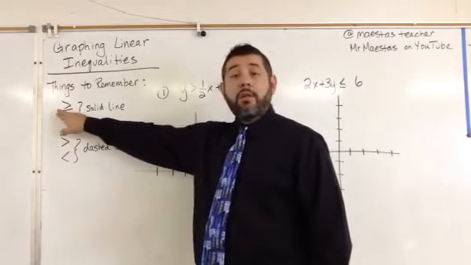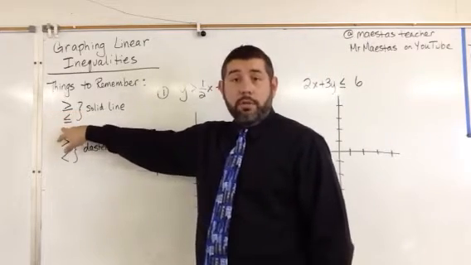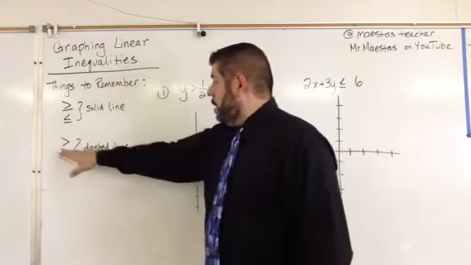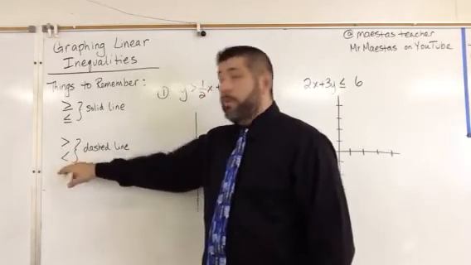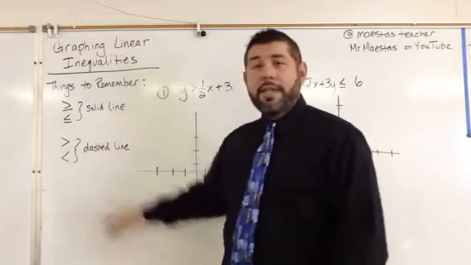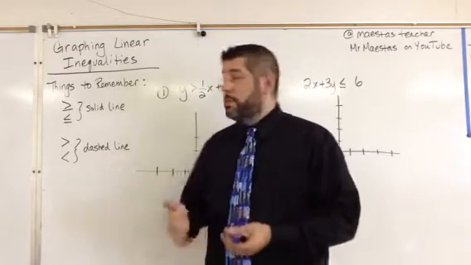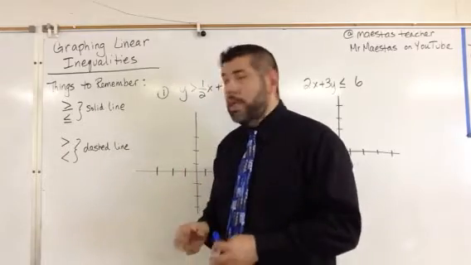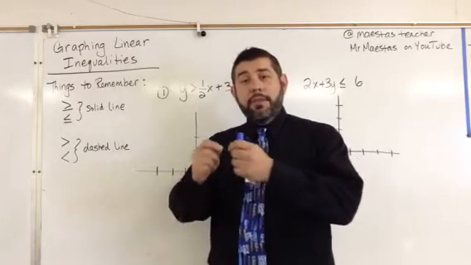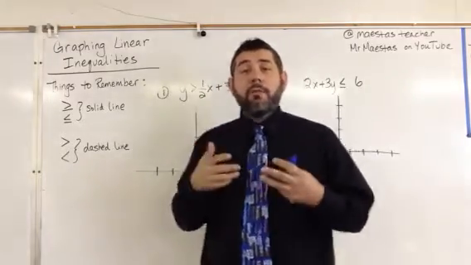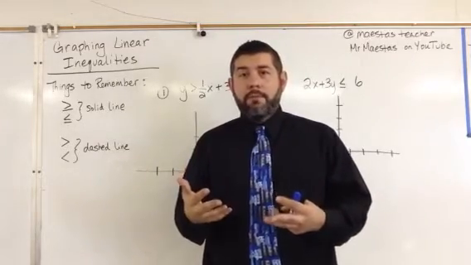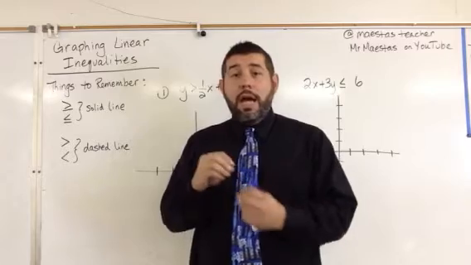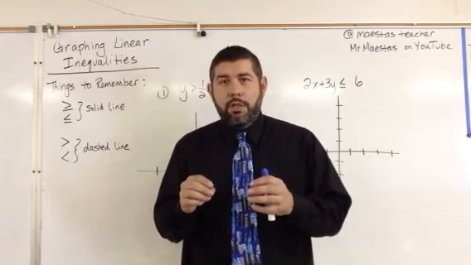If we have a greater than or equal to, or a less than or equal to, then we're going to have a solid line. If we have a less than or a greater than, but without the equal to, then we're going to have a dashed line. Now the reason we do this is because if it's greater than or equal to, or less than or equal to, then that means that the line itself is part of our solution to our inequality. Whereas in this case, this is just greater than, meaning our line is not part of our solution.